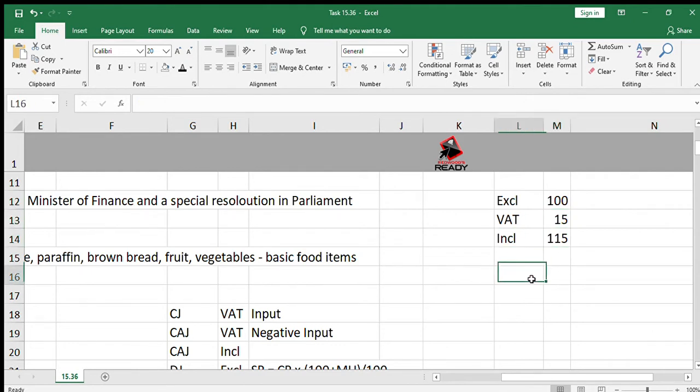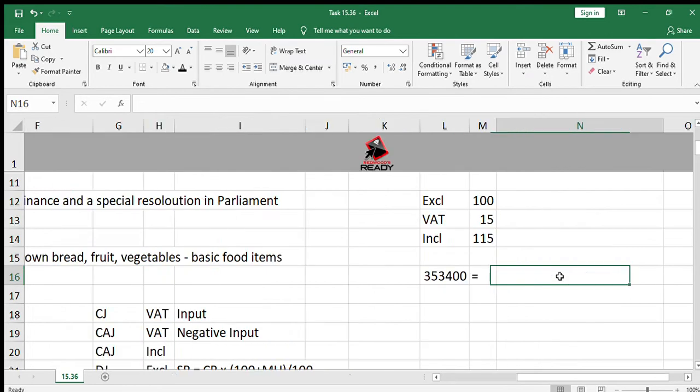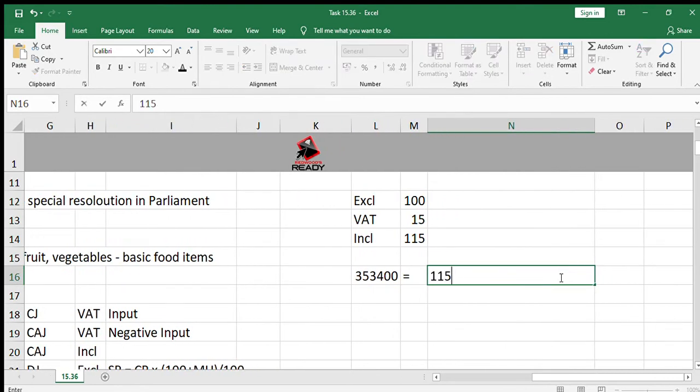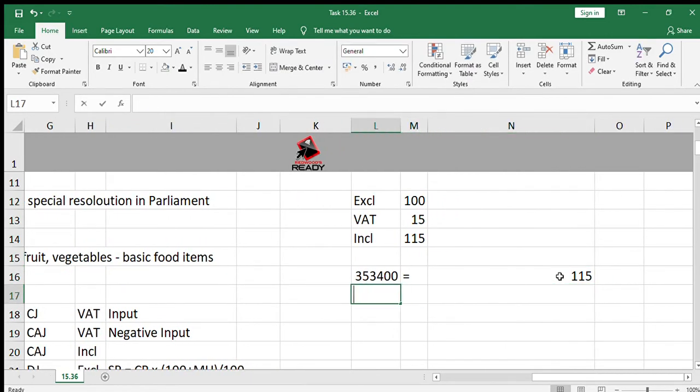So what we do is we'll say 353,400 is equal to 115. And we need to find the VAT, which is equal to 15. Then you would just cross multiply and find it. So we'll say 353,400 times 15 over 115.